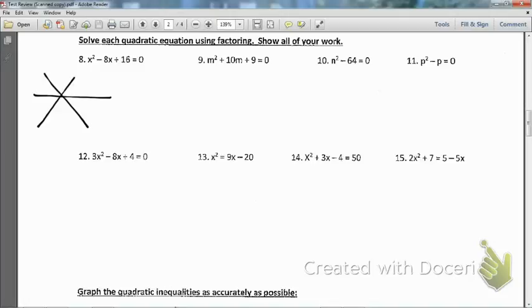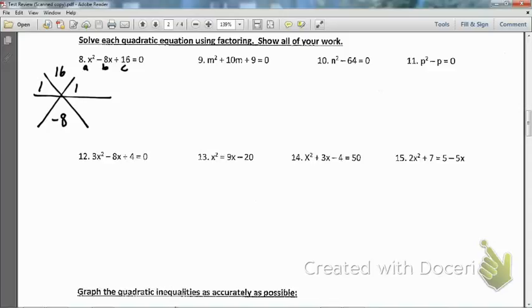A times C goes up top. A times C. So in this case is 1 times 16. 16 goes up there. A goes on each side of it, which in this case is 1. And then B goes on the bottom, which in this case is -8. Just as a reminder, A, B, C is where we're getting those numbers, in case you have forgotten that.